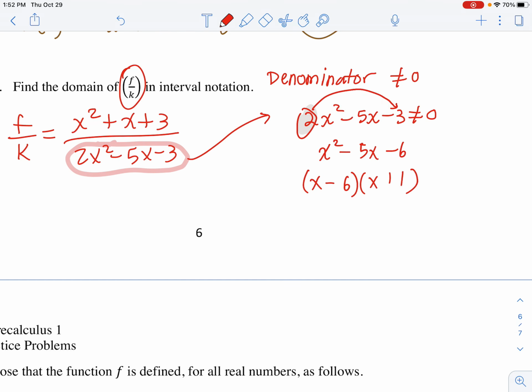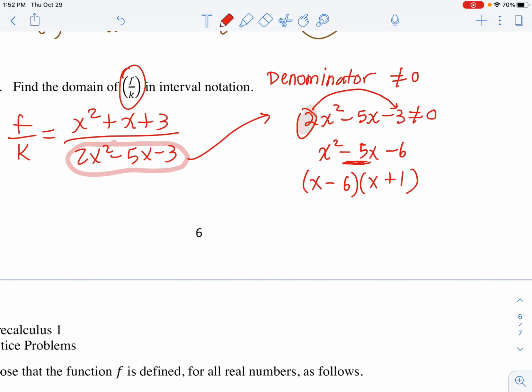Maybe 6 and 1. If I make 6 negative, 1 positive, then -6 times 1 is -6, which matches that one. And -6 plus 1 is -5, which matches the middle one, so we got it.